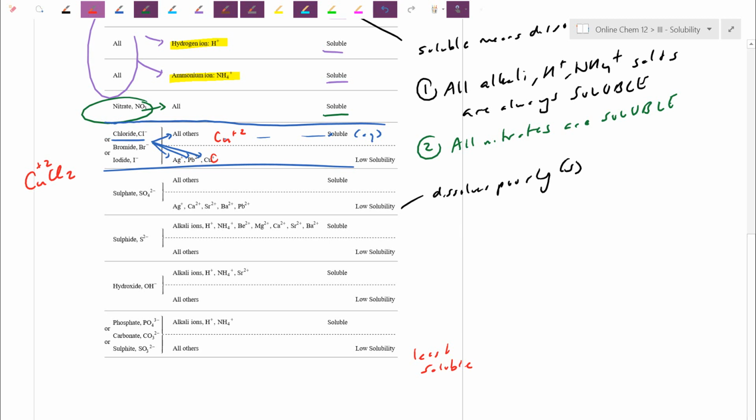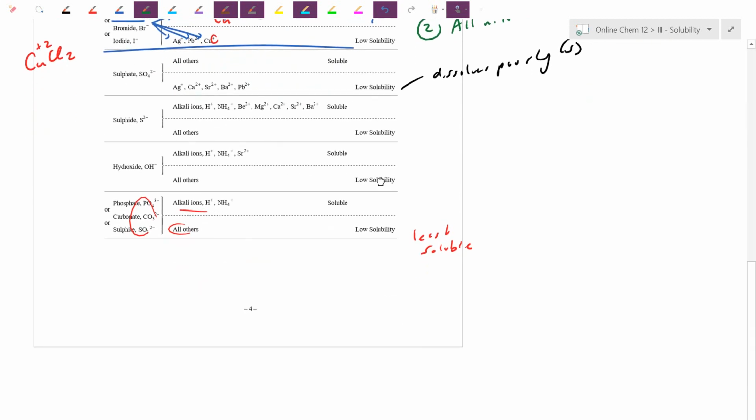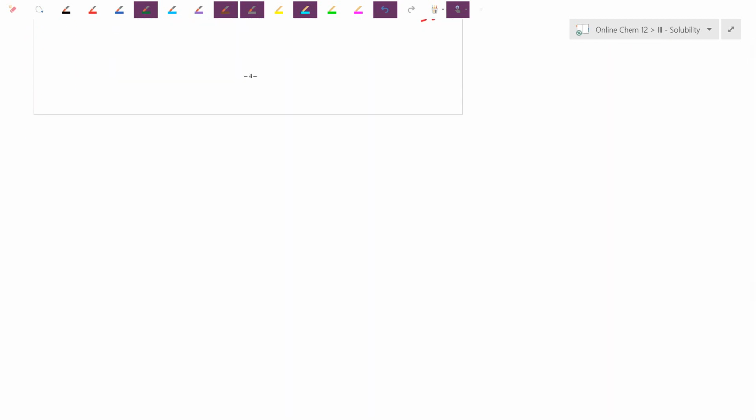And especially as you start getting downwards, we start getting sort of combinations here. We start getting basically everything with phosphates, carbonates. These ones here aren't soluble, with the exception of the ones that we said earlier. Alkalis, H+, and ammonium salts are always soluble. Right? So there's two ways of asking this question here. I'm going to introduce to you both ways, just one by one here.